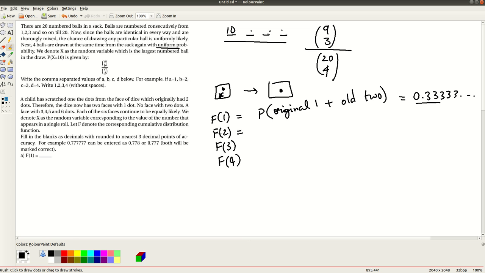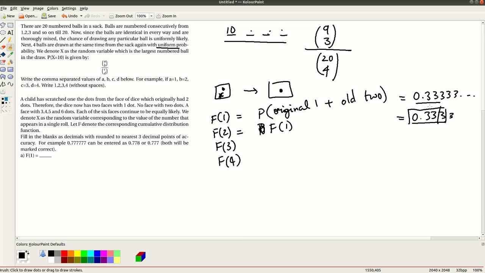Now the second question. There is no change between this and the previous one because there is no side with 2 on the dice. So this continues to be 0.33333. You just truncate it to 3 digits.